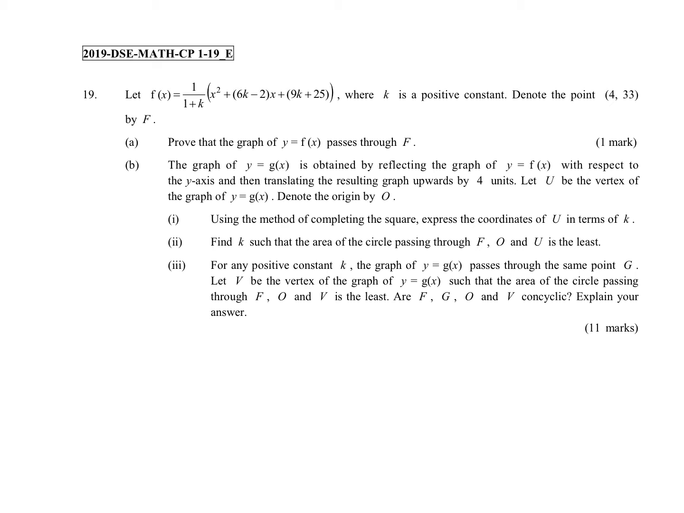So this problem will be about a conventional problem in paper 1. So about quadratics, about transformations, as well as circle geometries. So you can see the last part about concyclic stuff, right?